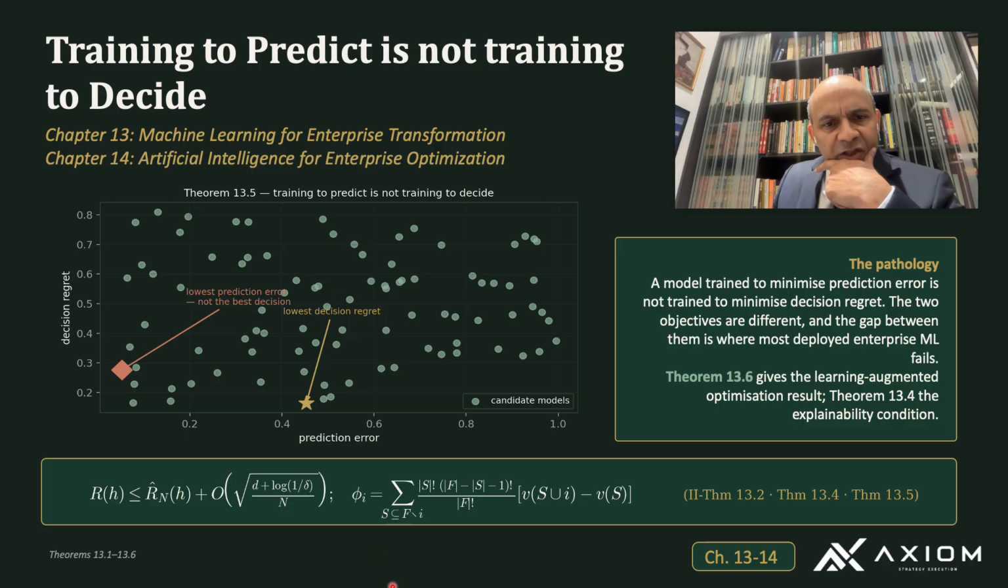Now, we look at the Shapley attribution, phi i. The Shapley value averages the feature's marginal contribution over every order in which features could arrive, and is the unique attribution satisfying efficiency, symmetry, null player, and linearity.